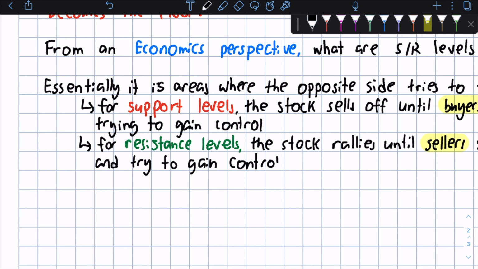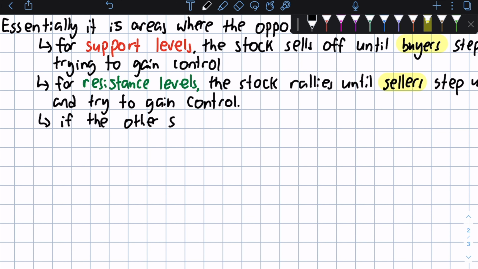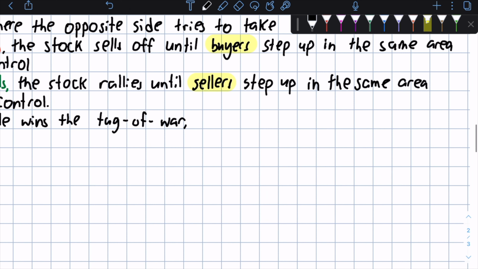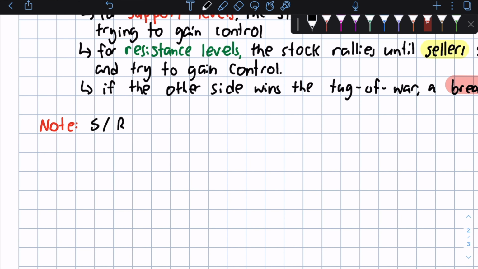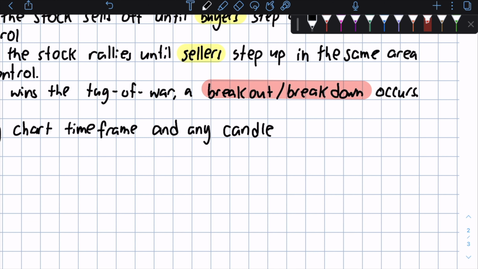If the other side wins this battle or tug of war, a breakout or a breakdown occurs, and we can see this pretty visibly on any chart. It's also worth noting that support and resistance is valid on any chart time frame and any candle duration.